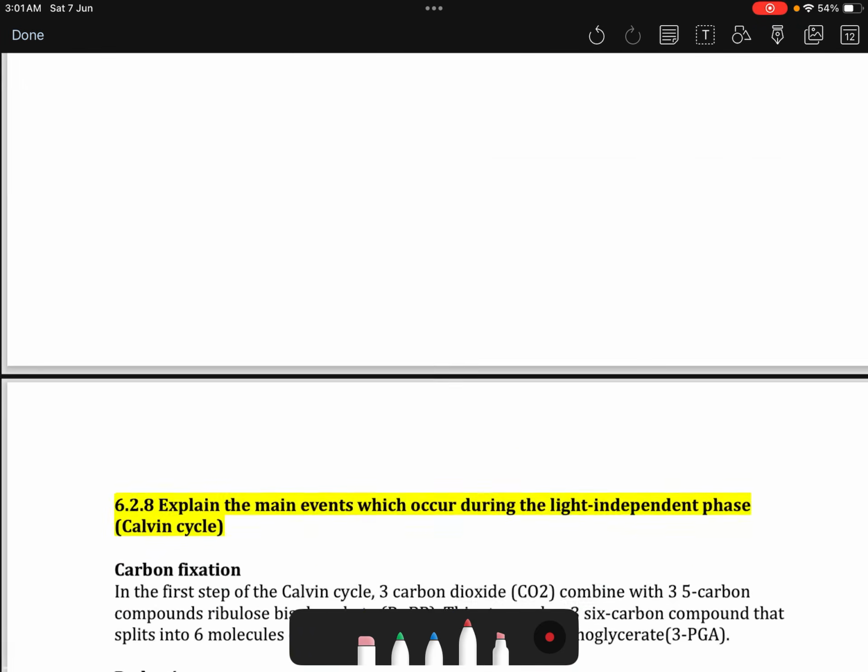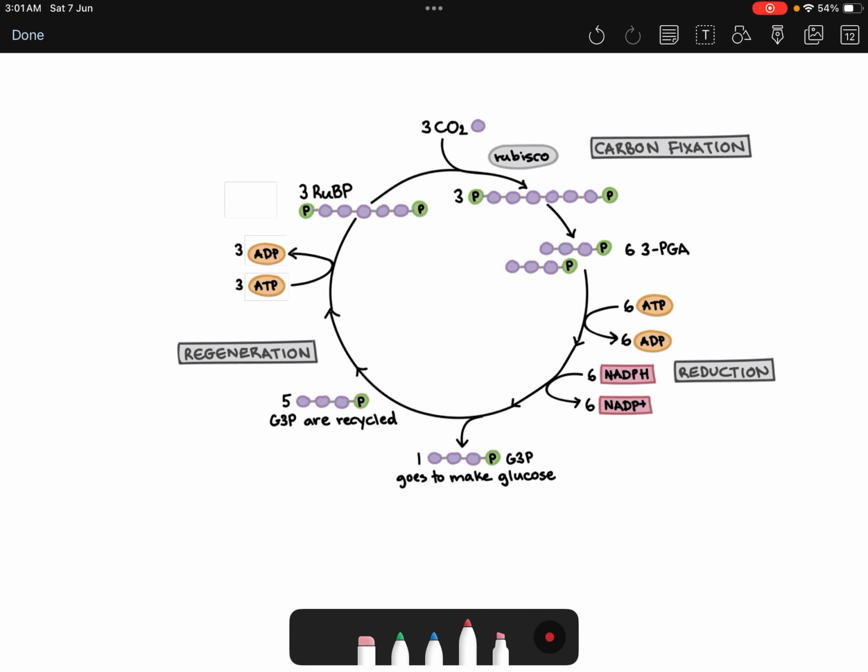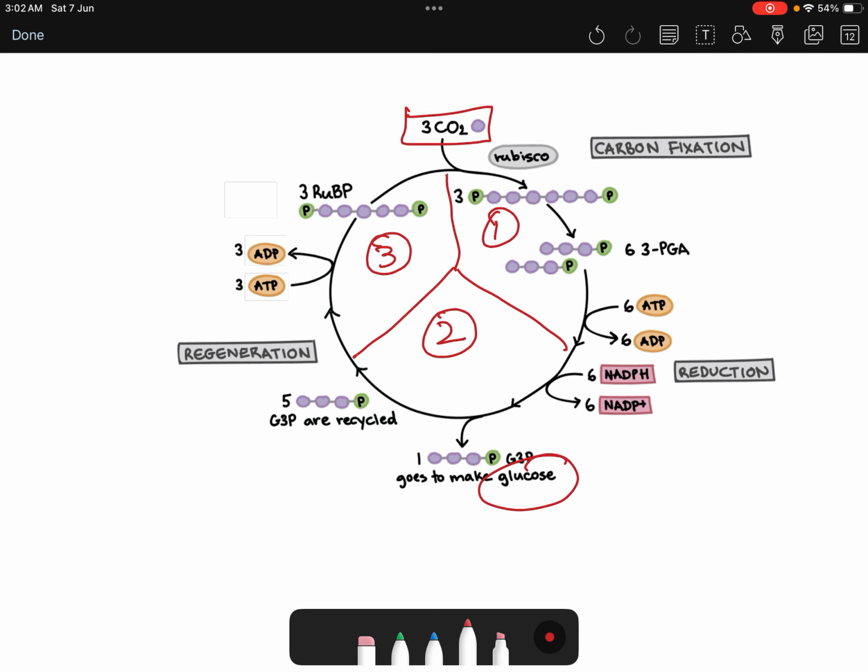Okay, moving next, explain the main events that occur during the light independent phase. And we know from here now it's the Calvin cycle, right? There are three phases that occur over here. This diagram is cut into three parts like this. This is phase 1, this is phase 2, this is phase 3. No need to learn all these things. The main thing is that you should know CO2 is used, glucose is produced, so this is the reactant, and this is the product.